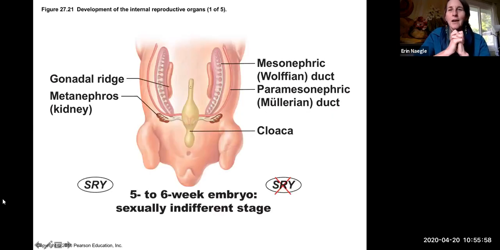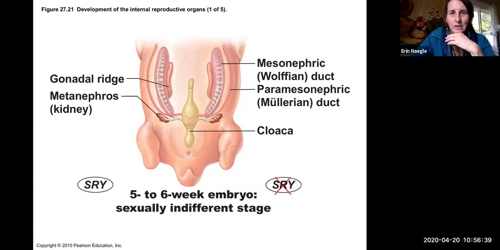So here's what an embryo looks like at 5 to 6 weeks of development. So we're at the sexually indifferent stage. And I have to confess, every time I look at this, it kind of looks like a turkey to me. I think it's because of the tail and the little, these will become legs, but they look like little wings to me, more than you need to know. Okay, so what are we looking at? Here are the developing reproductive organs. The gonadal ridge, this reddish thing here, will become the gonads. So they will either develop into ovaries or into testes.